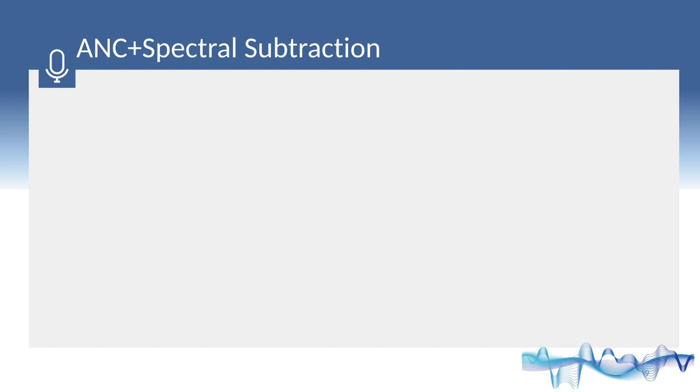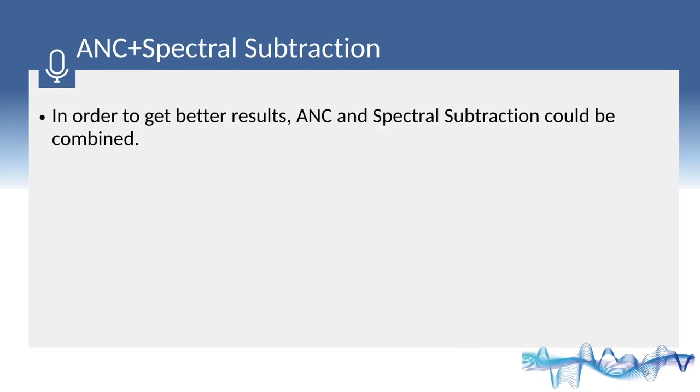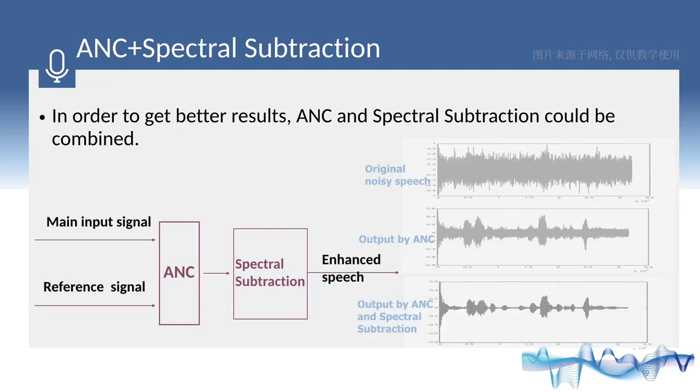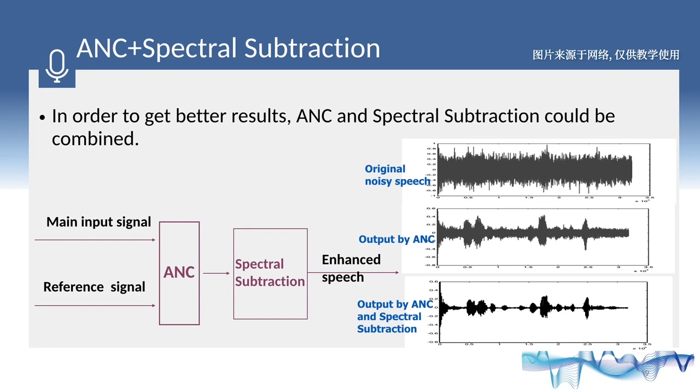ANC algorithm is realized in the time domain, while spectral subtraction is a kind of frequency domain processing method. In order to get better results, ANC and spectral subtraction could be combined with time frequency analysis.